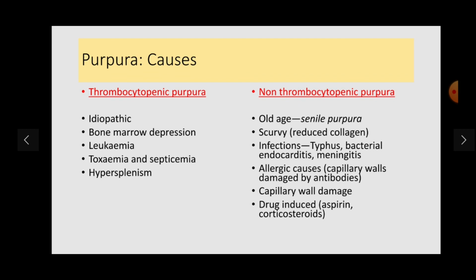In various infections like typhus, bacterial endocarditis and meningitis, permeability of the capillaries is increased. In various allergic causes, capillary walls are damaged by antibodies, which can lead to an increase in the permeability of the vessels. Drug induced purpura by aspirin as well as corticosteroids, these are all causes of non-thrombocytopenic purpura.